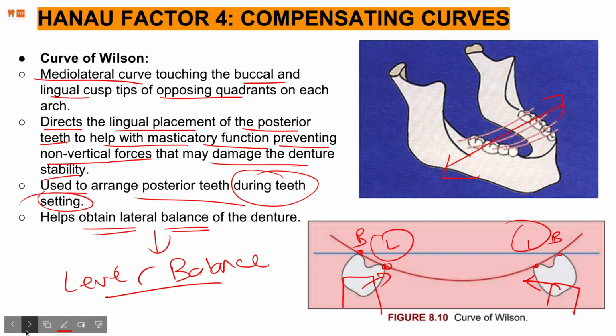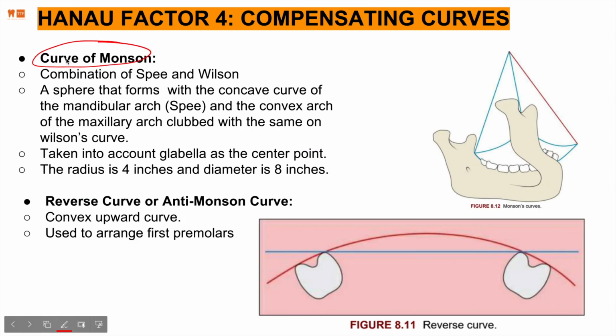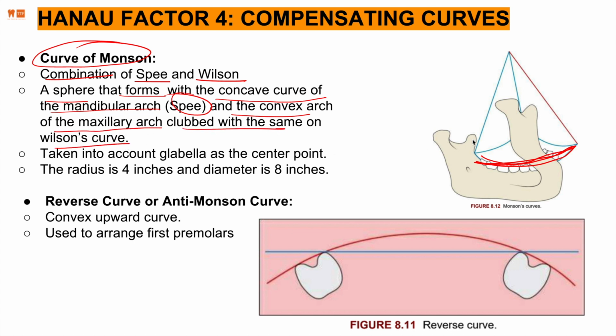That's curve of Wilson. And the last curve is curve of Monson. It is the combination of Spee and Wilson, a sphere that forms with the concave curve of the mandibular arch, which is the curve of Spee right here, and the convex arch of the maxillary arch, clubbed with the same on the Wilson. So this is your mediolateral, right? Now imagine all of these being connected in a pyramid where you take the same thing and you turn it around in the maxilla. Fair enough?